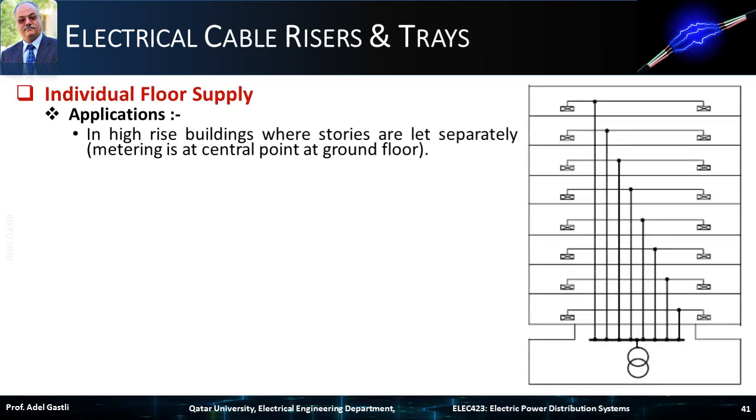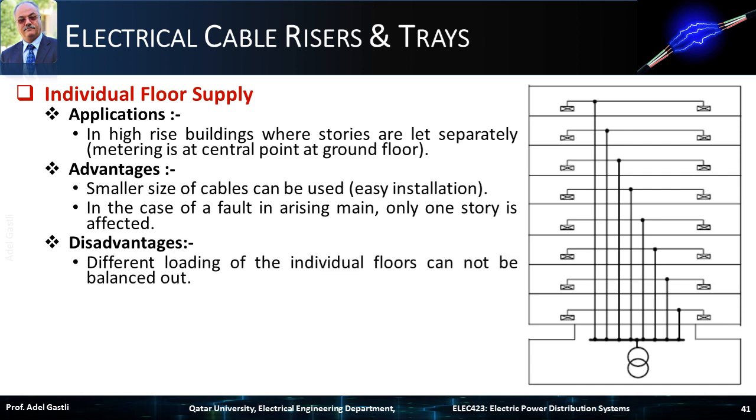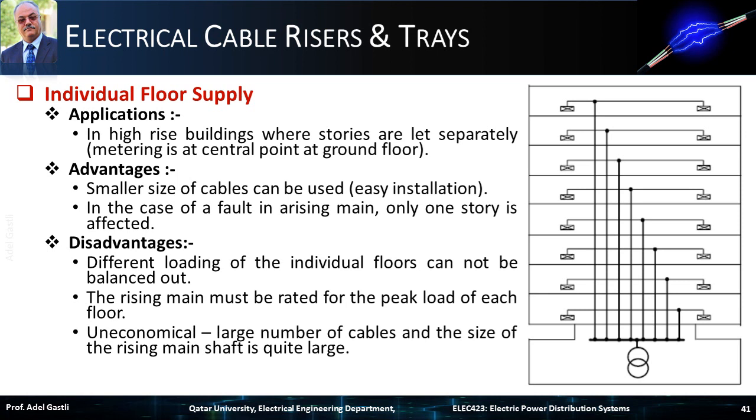Individual floor supply types are applied in high-rise buildings, where stories are let separately, and metering is at central point at ground floor. They have the following advantages. In the case of a fault in a rising main, only one story is affected. Their disadvantages are as follows. Different loading of the individual floors cannot be balanced out. The rising main must be rated for the peak load of each floor. Uneconomical, since they require large number of cables, and the size of the rising main shaft is quite large. Finally, they require large low voltage distribution board with numerous circuits.